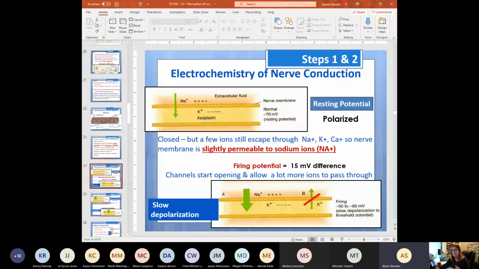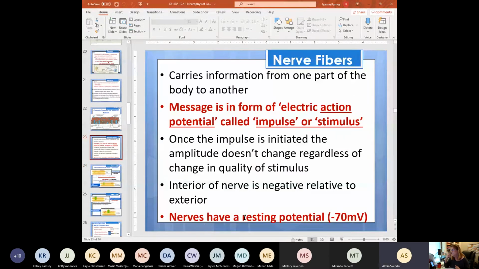I got a quick question. Sure. It says state another name for an action potential. Okay, you see right here, it's called an impulse. Yeah, electric action potential, impulse, or stimulus. If the inside is negative, is the outside positive? Yes, when it's resting, it's negative on the inside and positive on the outside. That's why they're talking right here about the inside of a nerve having a resting potential of negative 70.